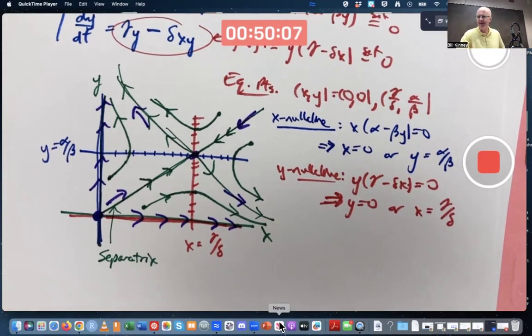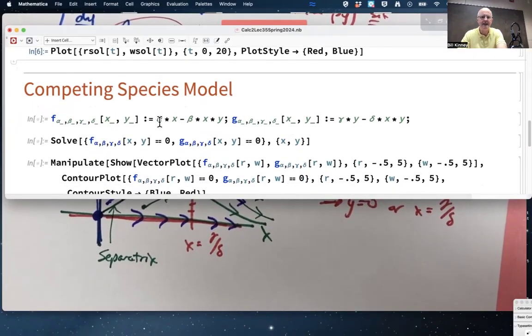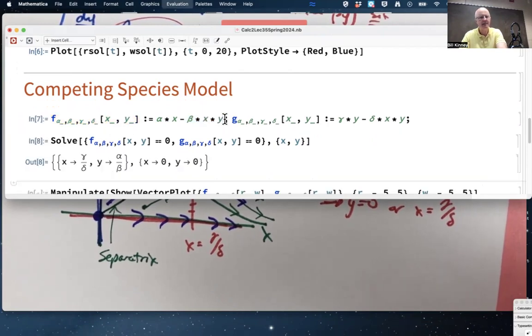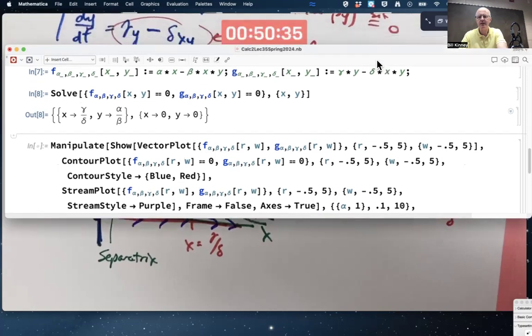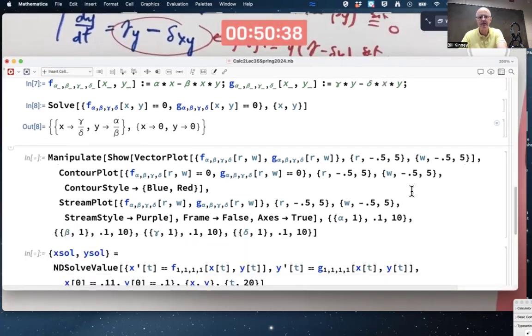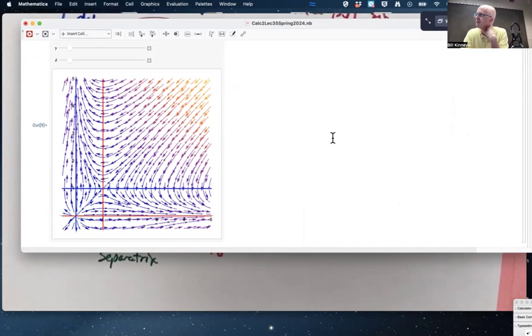Let's confirm with Mathematica. I do have x and y. I did change the negative alpha r to a positive alpha x. And I changed the plus beta rw to a minus beta xy. But it is the same equilibrium points as before. But the solutions do look different. It's reflected in this picture. Okay. You are seeing what I drew by hand. Equilibrium points are where the red and blue cross.